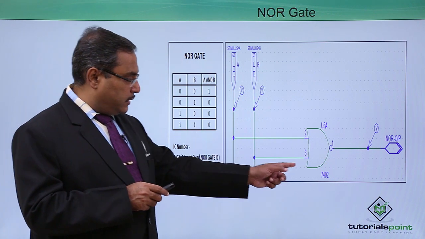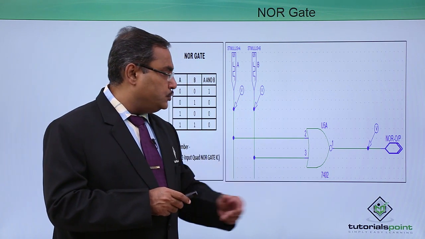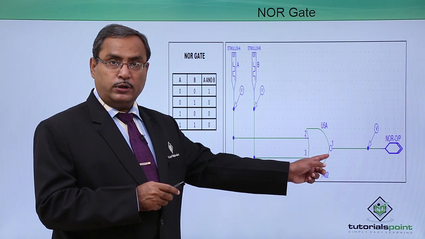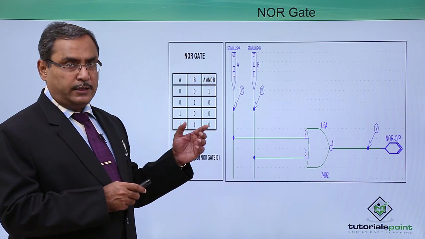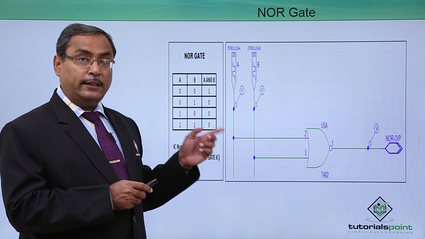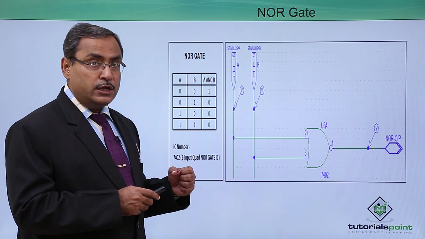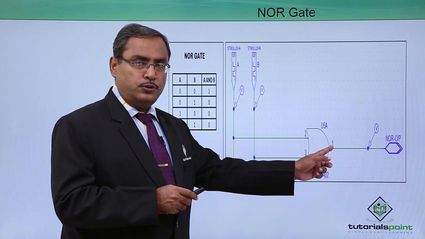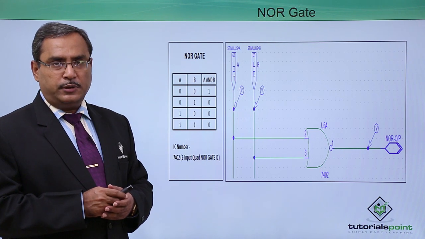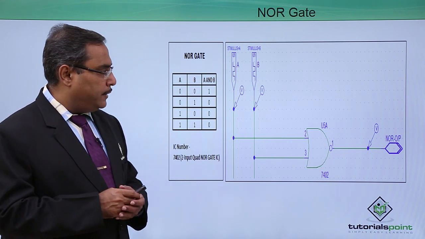So this is the respective IC number, that is 7402, and there are very peculiar pin numbers you can notice compared to the previous ICs. In most of the digital ICs we had 1 and 2 as inputs and 3 as output, but in case of 7402, 1 will be the output and 2 and 3 will be the inputs, and in this way the other 3 gates will have the IC pin numbers accordingly.